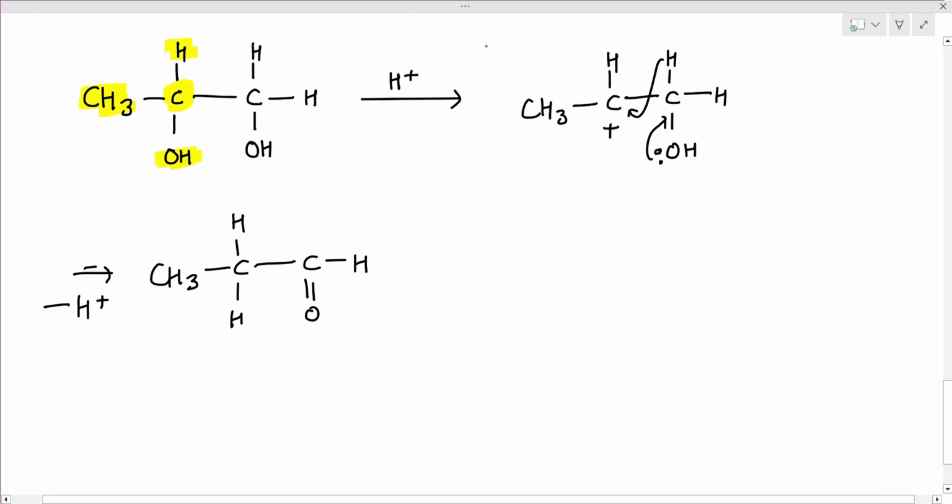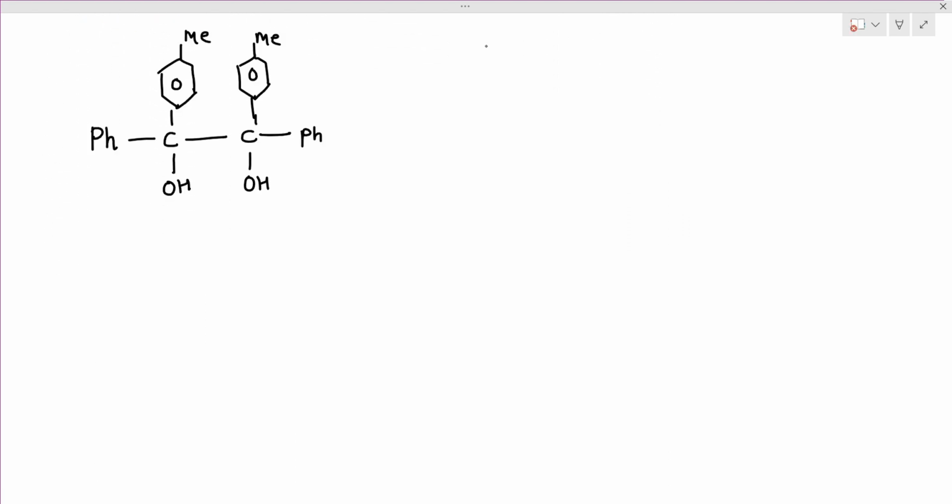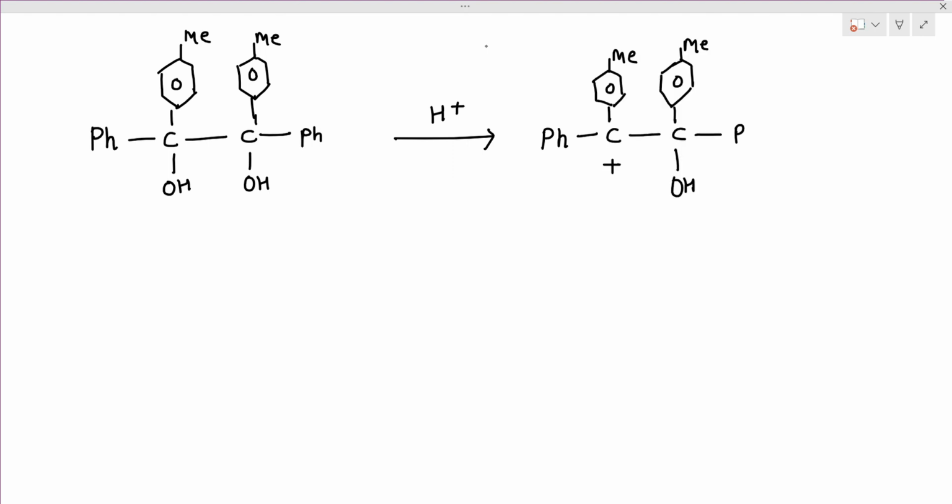Now see the next example. We have been given this compound and we are protonating it. So any of the OH can be protonated because both are in the same environment. So you can make the carbocation at any position, no matter. Now the next step is more important. You have to migrate one of the alkyl groups. Which group will migrate? You have been given two groups: one is this phenyl group and another is this group.